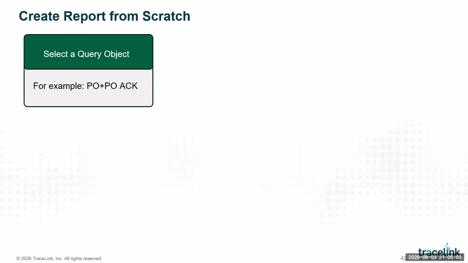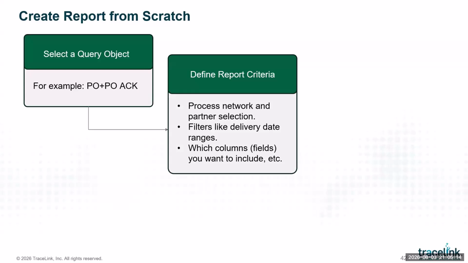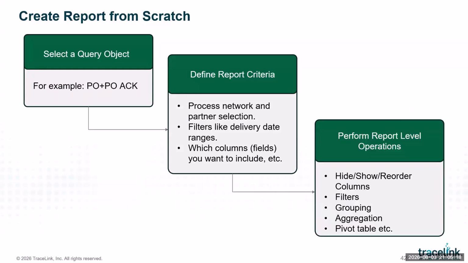When you create a company report, the process usually starts with a query object. You can think of the query object as the foundation of the report. It defines which business objects and fields are available for reporting. Once the query object is selected, the report configuration determines how the data is displayed and how users can interact with it. At a high level, the flow looks like this.